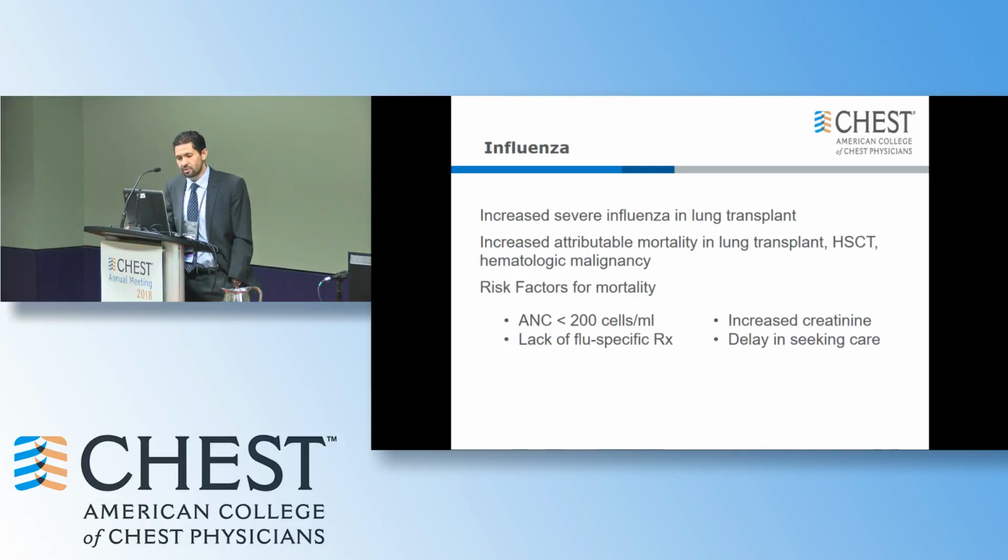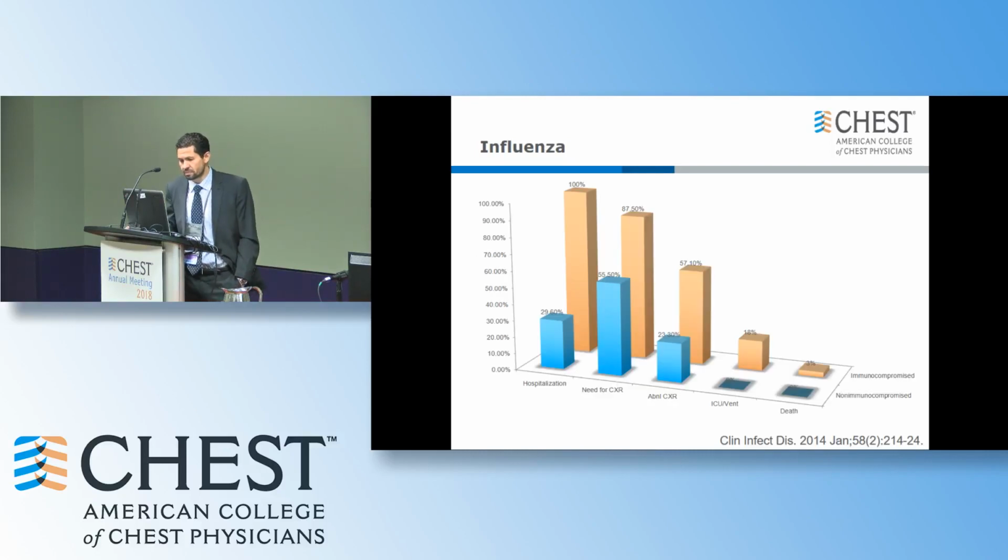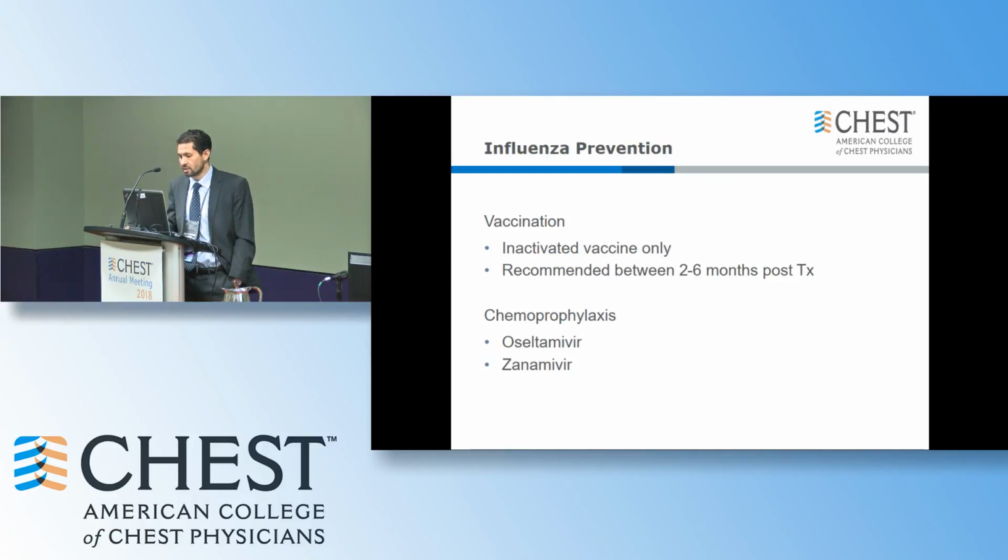Moving on to influenza, there is increased severity of influenza in lung transplant recipients and increased attributable mortality in the transplant population. Risk factors for mortality include an ANC less than 200, rise in creatinine, a delay in seeking care, but most importantly, a lack of flu-specific treatment. So it is important to treat these patients. Influenza is associated with higher hospitalization, higher need for imaging, higher abnormal imaging. There is increased ICU admission and mechanical ventilation, as well as increased death attributable to influenza.